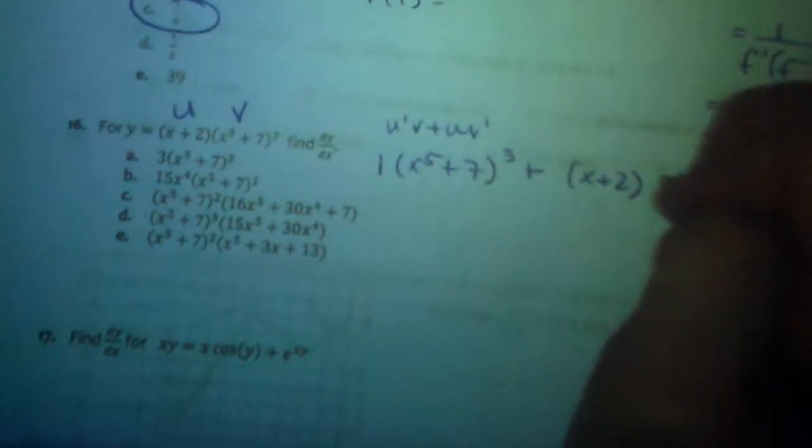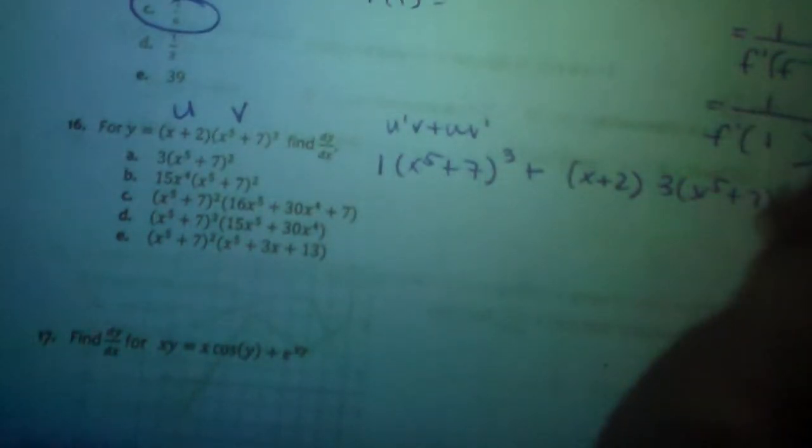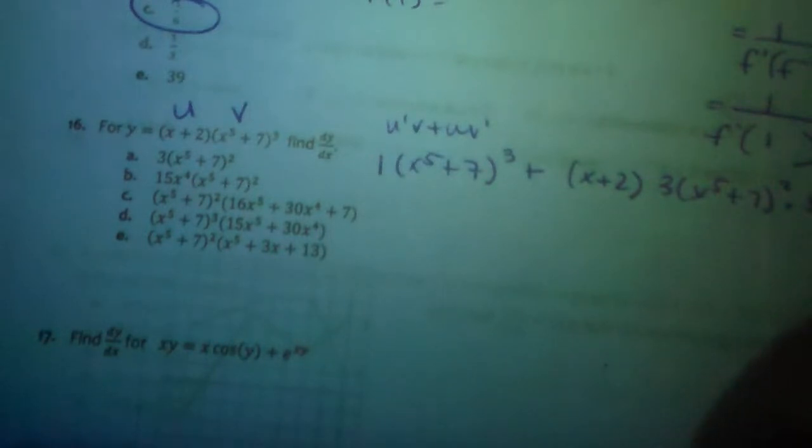Here, looking for dy dx, this is my u, this is my v. U prime v plus u v prime. U prime, derivative of x plus 2 is just 1. V stays just v for right now. Plus u, keep it the same. V prime will be 3 times x to the 5th plus 7 squared times 5x to the 4th, because you're on the inside.